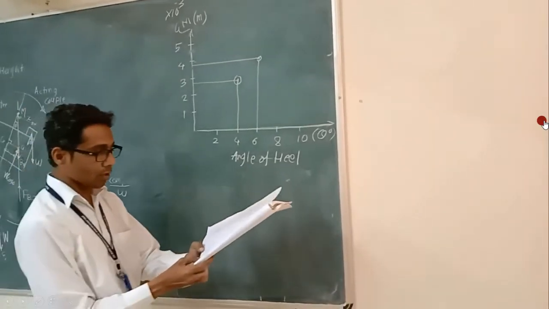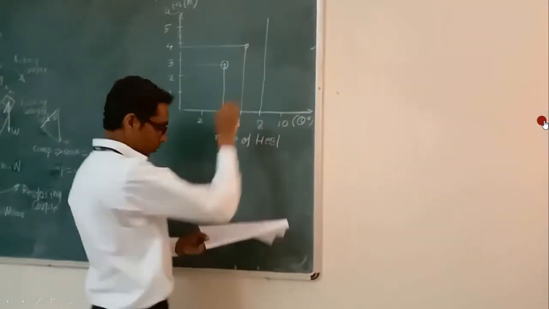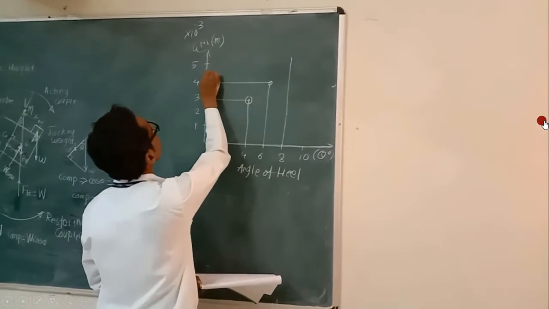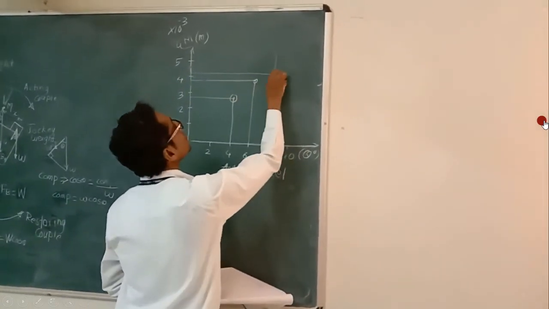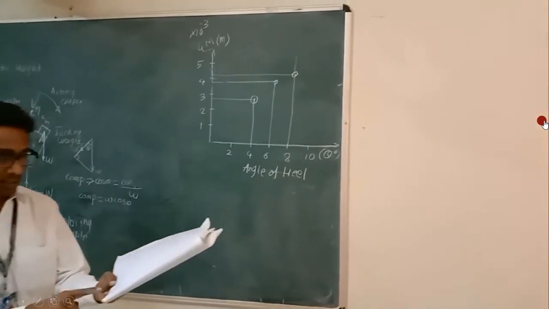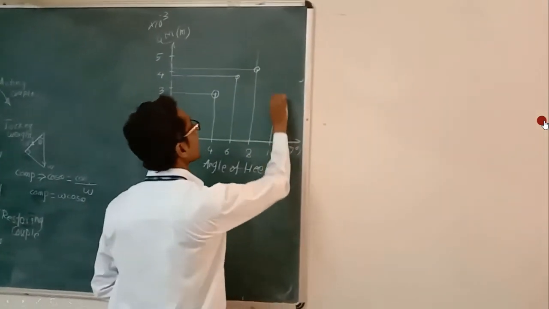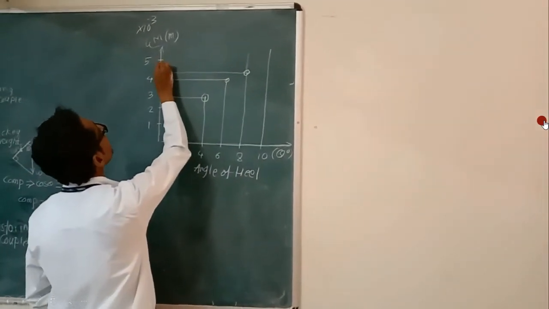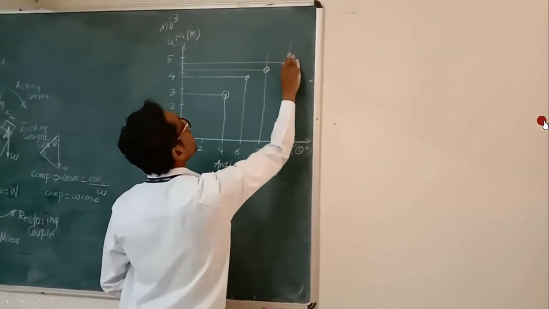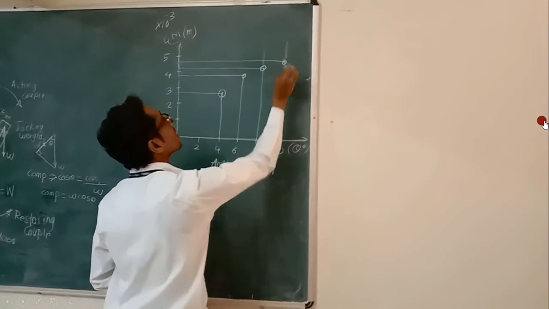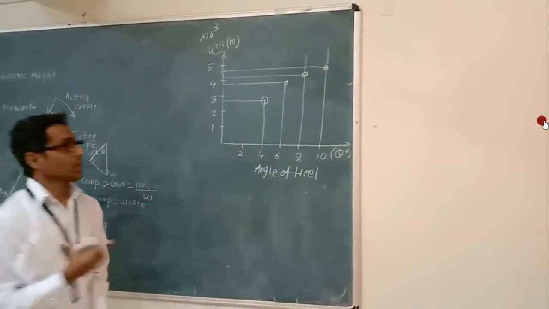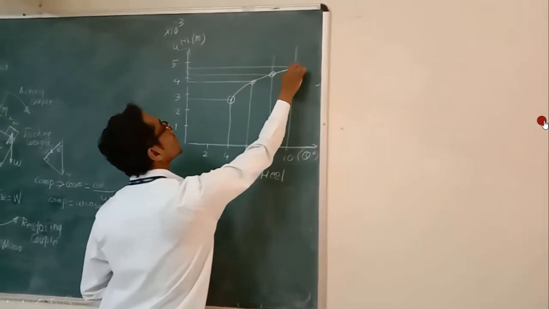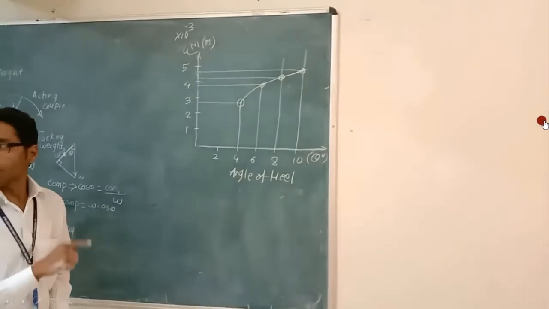The next value is for 8 degrees. The 8 degree value is 4.217, which is near 4, at this location. The last reading is for the 10 degree angle and the value is 4.48, which is between 4 and 5, about half, here. In this way we got these points. Then we join the 4 points and draw this curve. This is called the curve for the metacentric height.